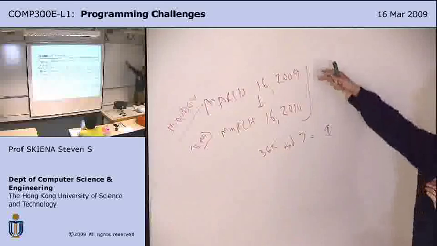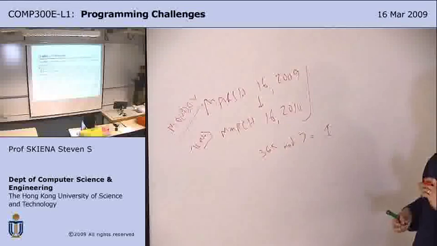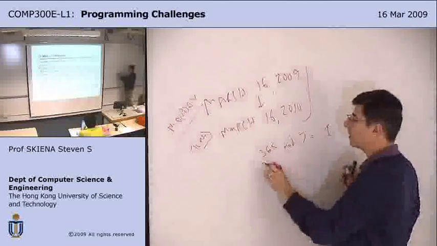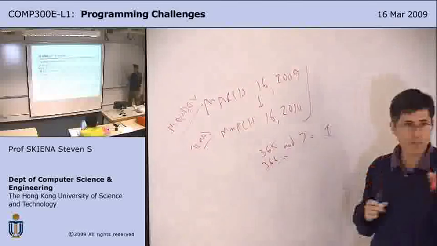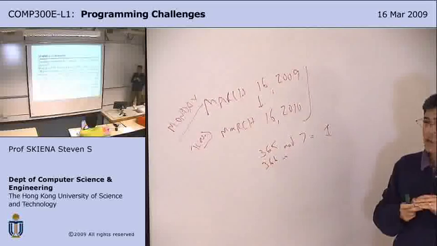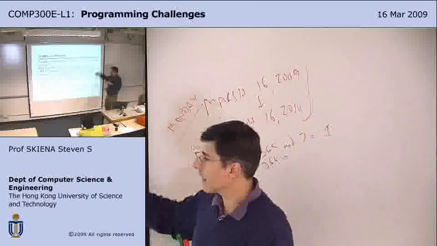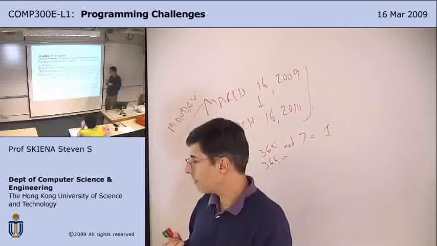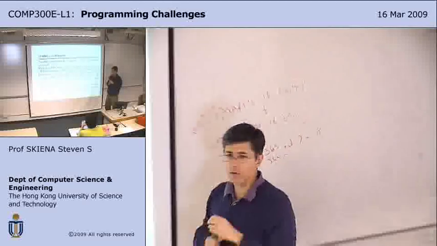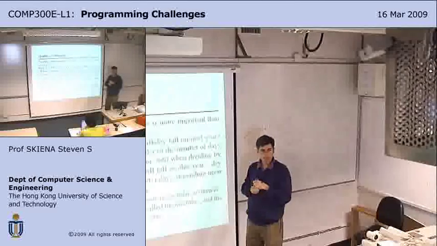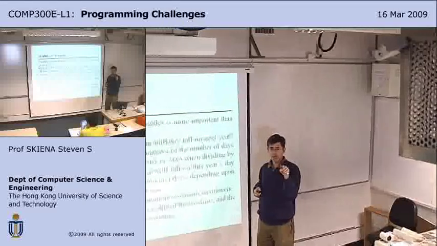And the only difference would be if it happened to be a leap year, because in a leap year, there would be 366 days. Does everybody get that idea? So what's interesting is a lot of efficient computations on things like calendars and other things can be done by thinking in terms of modular arithmetic. Any questions about that?